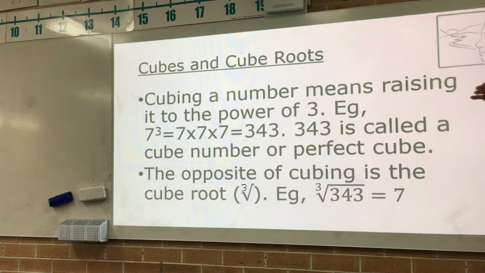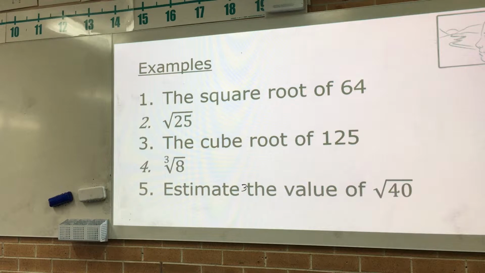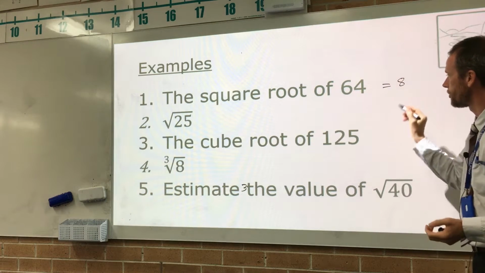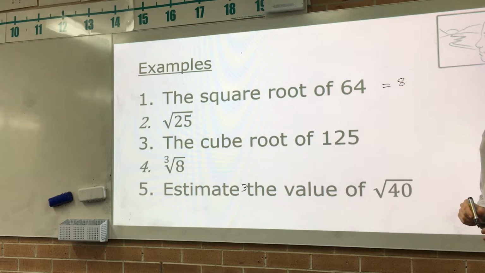Cubes, cube roots, square roots. Should be straightforward now, hopefully. So let's have a look at some examples. So I'm doing the first question, the square root of 64. What number multiplied by itself equals 64? You're right. Someone got it straight away. The answer is 8, because 8 times 8 equals 64.